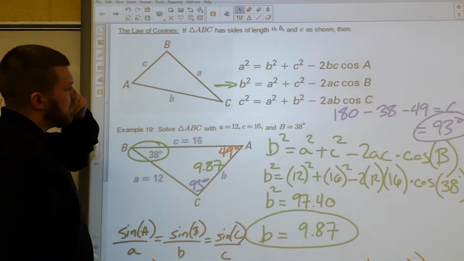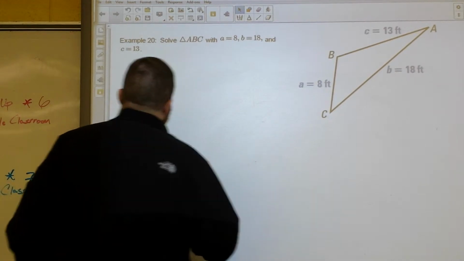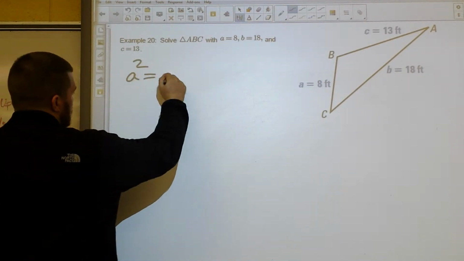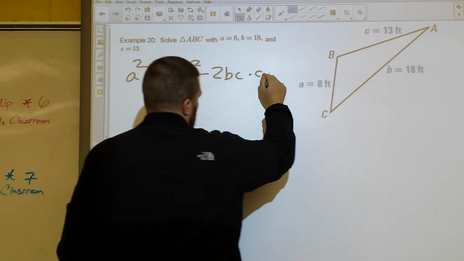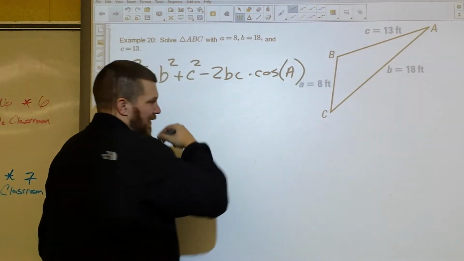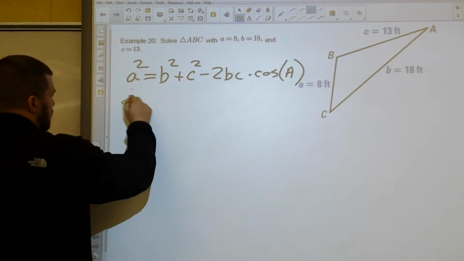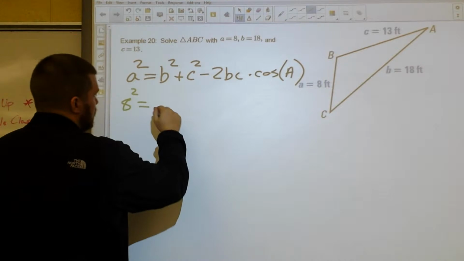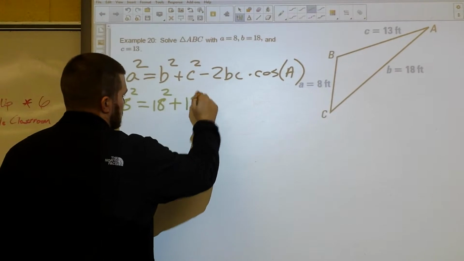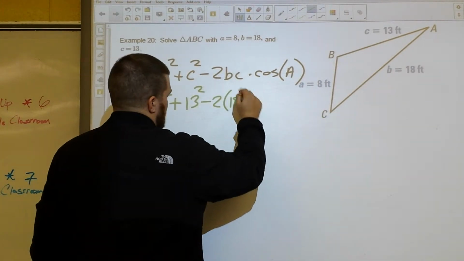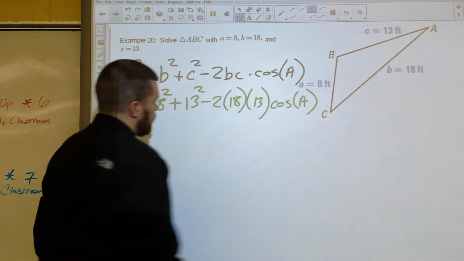A squared equals B squared plus C squared minus 2BC times the cosine of angle A. That's what I'm going to write down. And I'm going to plug in what I know now. I know side A is 8, so 8 squared equals side B, which is 18 squared, plus side C, which is 13 squared, minus 2 times 18 times 13 times the cosine of angle A.